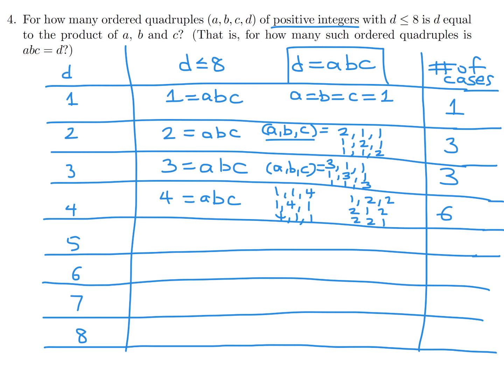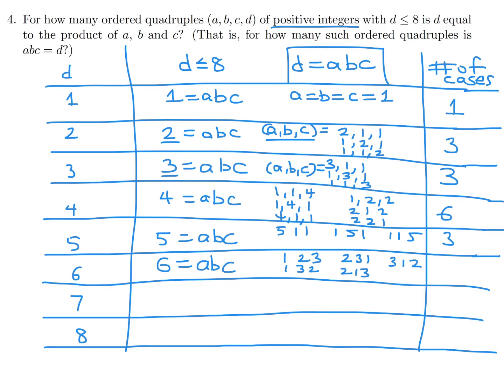For 5, since 5 is a prime number, just like 3 and 2, that would just give me the 5, 1, 1, 1, 5, 1, and 1, 1, 5. So that's 3. All right, we got 6 now. 6 will give me, let's see here, 1, 2, 3. And then its combinations 1, 3, 2, 2, 3, 1, 2, 1, 3, 3, 1, 2, and 3, 2, 1. So that's 6. Is that 6?